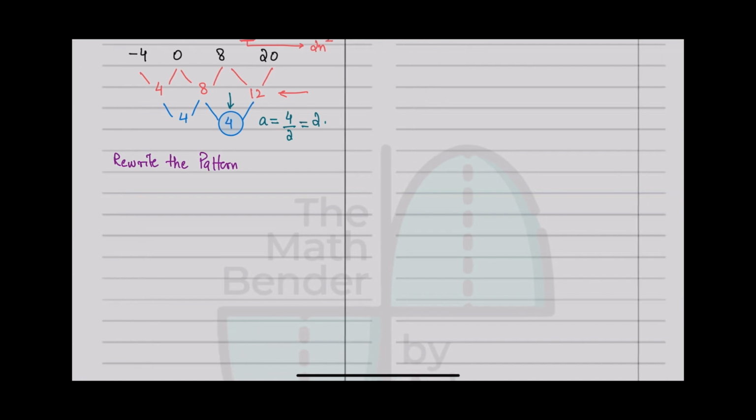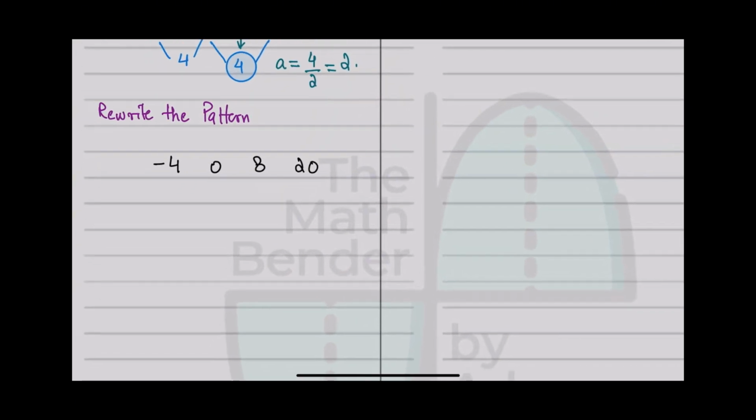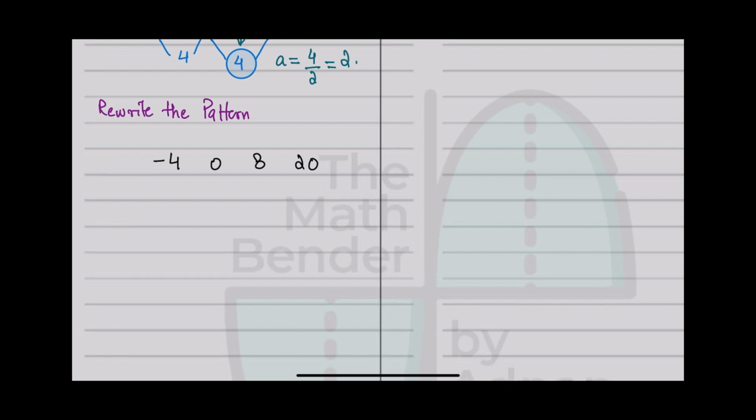So after rewriting it, I'll write this as -4, 0, 8, and 20. And since I had an squared, which is now going to be, since I found out the value of a, 2n squared.